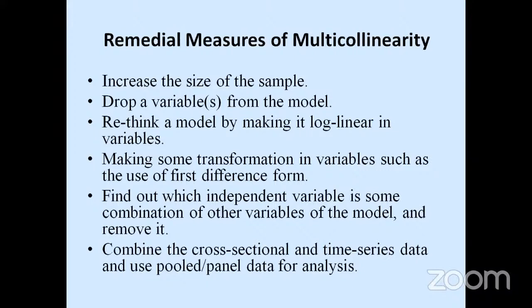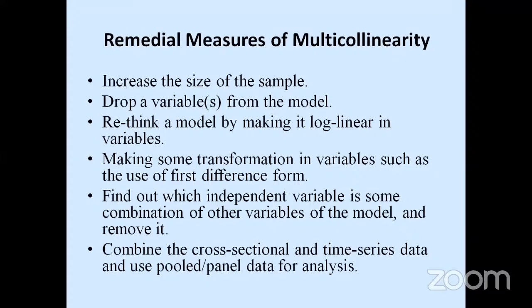Increase the size of the sample, one thing we can do, and drop variables from the model. That means when we frame the model for our data set, we add or drop variables from the model, or a dummy variable can be added or deleted. Something can be done to avoid the multicollinearity problem. Or transformations can be done by taking the log-linear form of the variables, or we can check the first difference form.